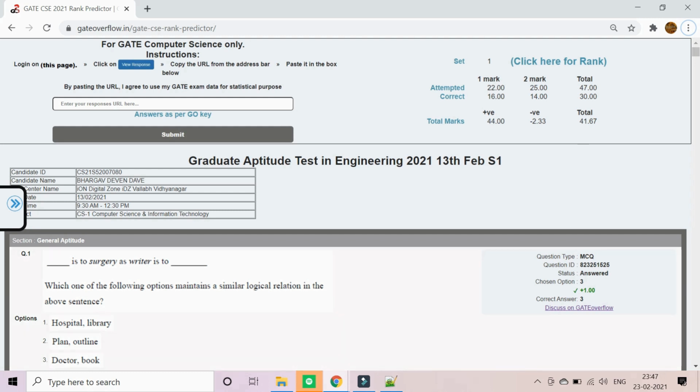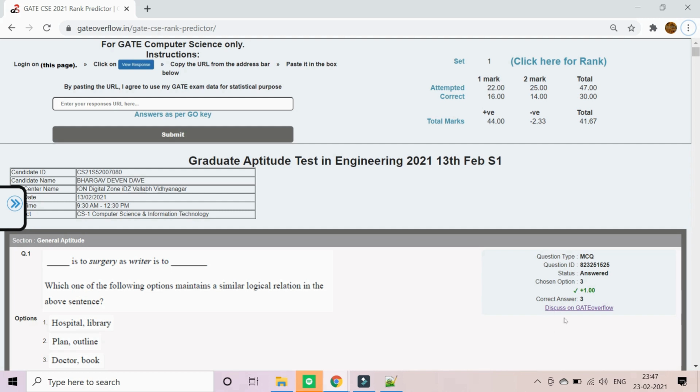Look for the correct answer below. And if by any chance it is not shown or it is shown as 0, there might be a network issue. So press Ctrl Shift R so that the page gets refreshed.